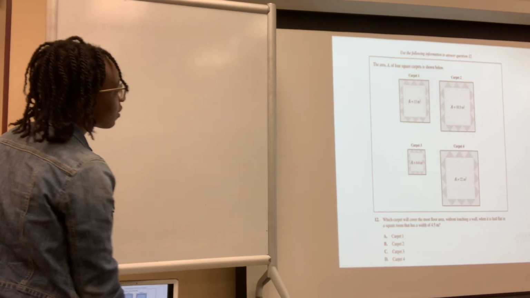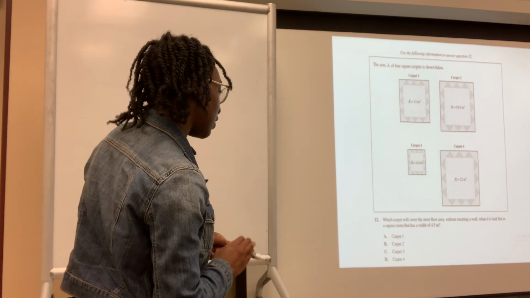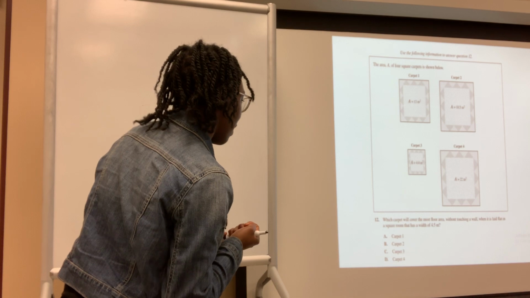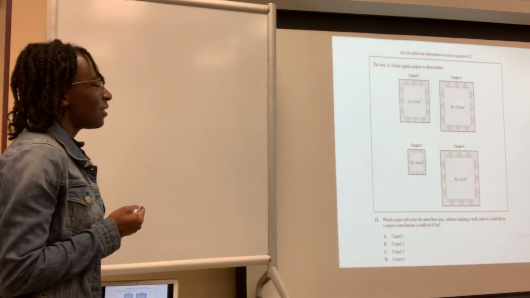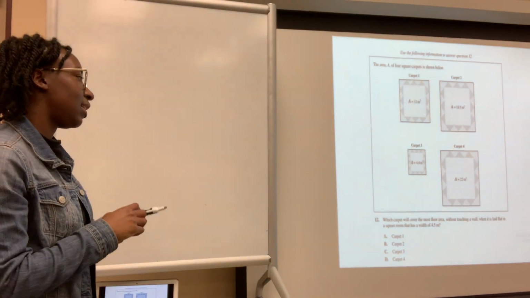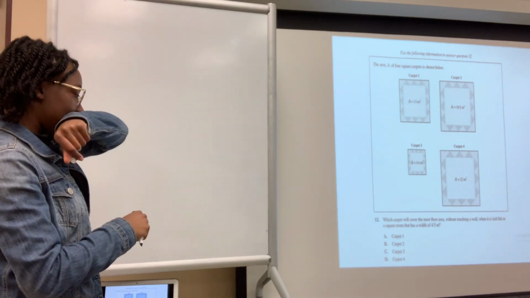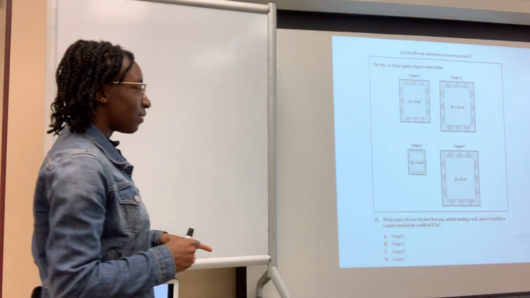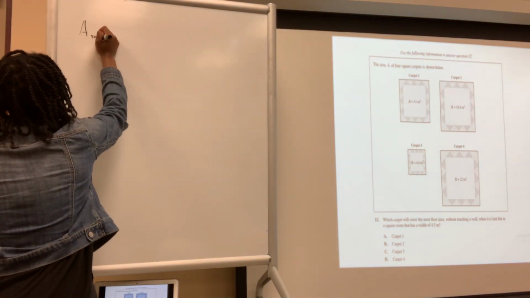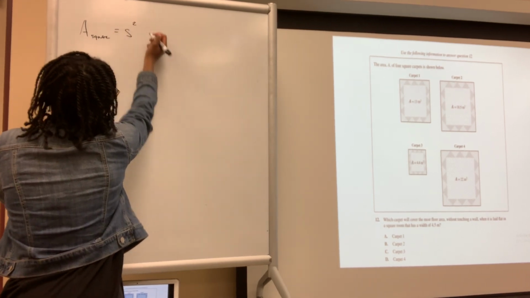The area A of 4 square carpets is shown below. Which carpet will cover the most floor area without touching a wall when it is laid flat in a square room that has a width of 4.5 meters? So the first thing that we want to do to see which one of these carpets you could possibly use is see which one would actually fit within 4.5 meters. So to figure that out, if you recall, the area of a square is equal to the side length times the side length, so the side length squared.